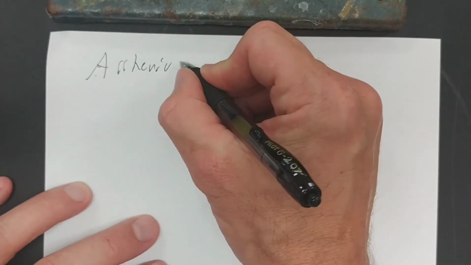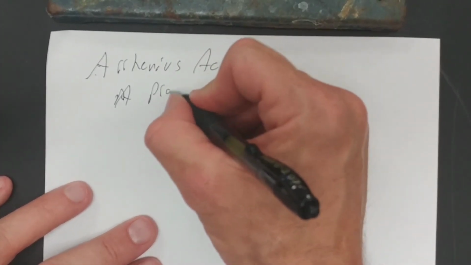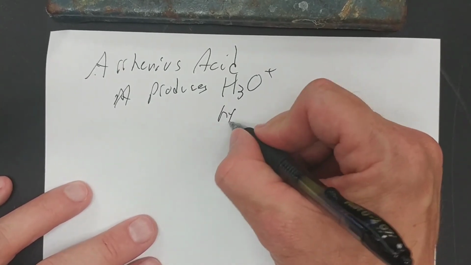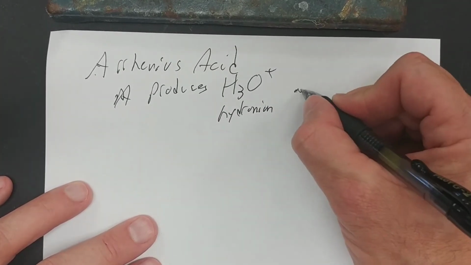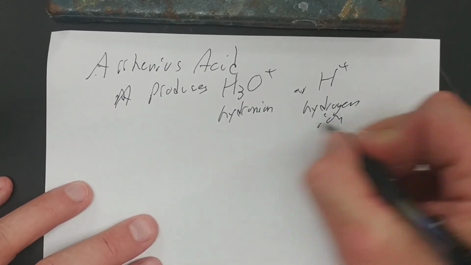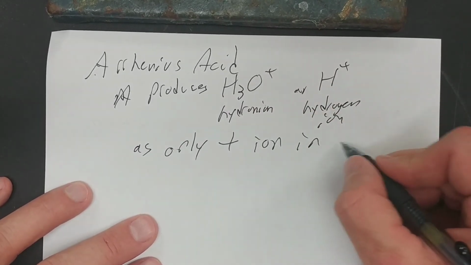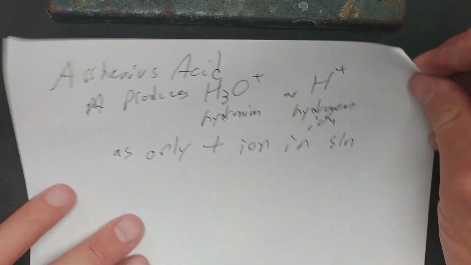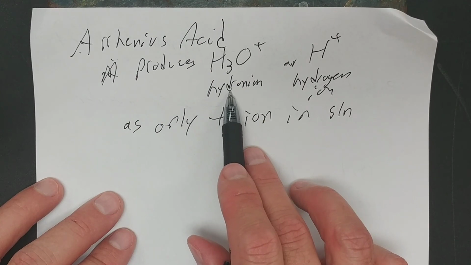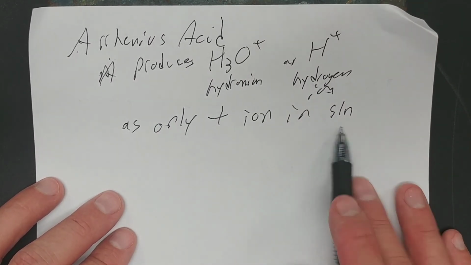Arrhenius acid produces hydronium or hydrogen ion as the only positive ion in aqueous solution. Did I say it produces? Arrhenius acid produces hydronium or hydrogen ion as the only positive ion in an aqueous solution. I'll put an AQ here.